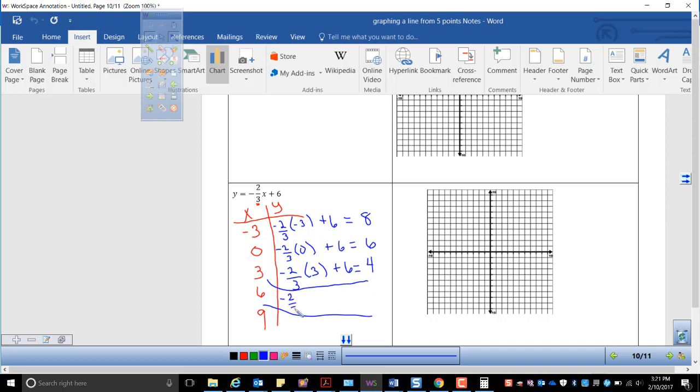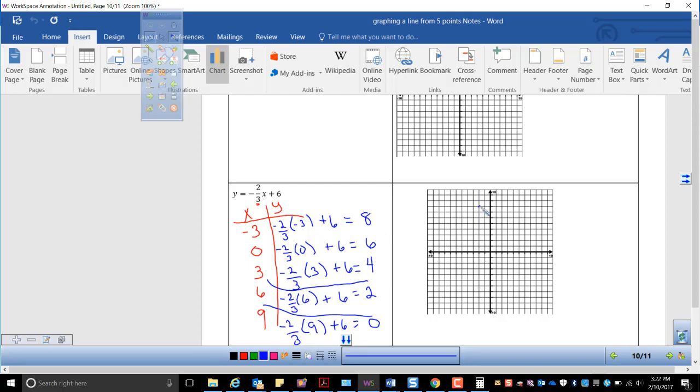So negative 2 over 3 times 6 plus 6. So negative 2 times 6 is negative 12. Divided by 3 is negative 4. Plus 6 is 2. Do you see a pattern? There's a pattern on all of these, so keep watching for the patterns. And now I'm going to put in 9. I get negative 18. Divided by 3 is negative 6. Plus 6 is 0. Follows the pattern. And now we're going to graph.